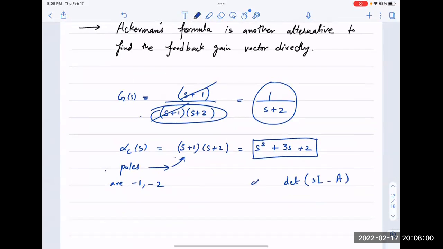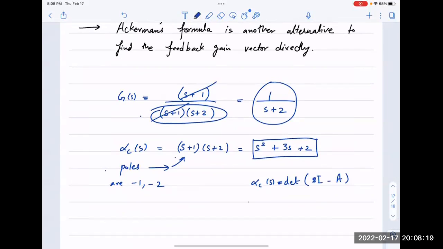Because with the determinant, you will not have any cancellations, right? It's already the denominator part.